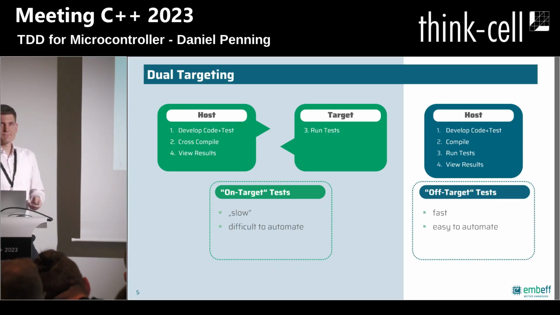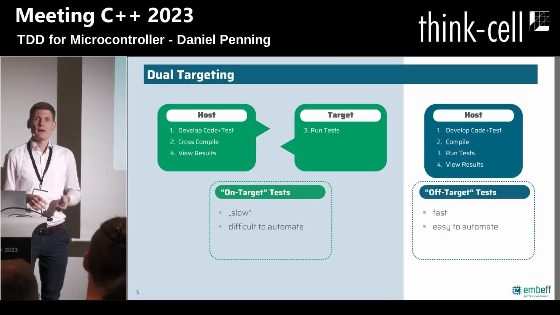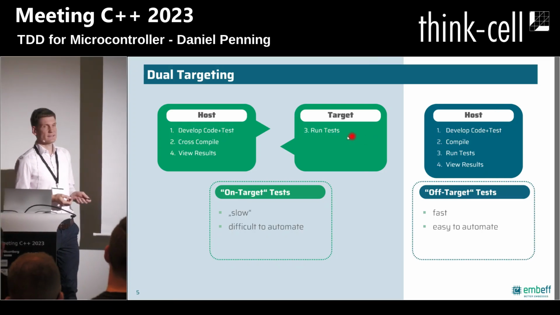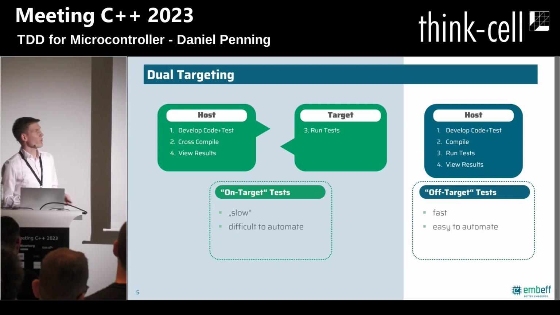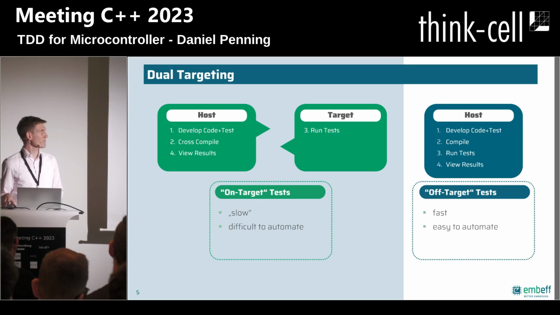To do this, you need to develop code and tests. You do this on your host, or your desktop machine. Then you cross-compile it, so you use an embedded compiler like ARM-GCC or Keil. You have a binary, and you can flash this binary to the target and run the test there. And of course, you need some way to view the results on the host. This is called on-target testing. You test on the microcontroller.